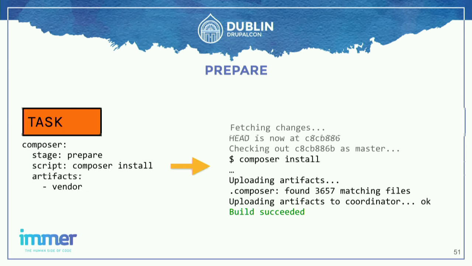So now I want to tell you something about the several tasks we have set up. So this is an example of the Composer task. It's part of our prepare stage, which means that prior to deploying, you want your Composer libraries to be installed. So the script it has is Composer install, and you can see the output on the right. So you have Composer install, it installs all the libraries, and then it uploads everything inside the vendor directory to the CI server for later use.